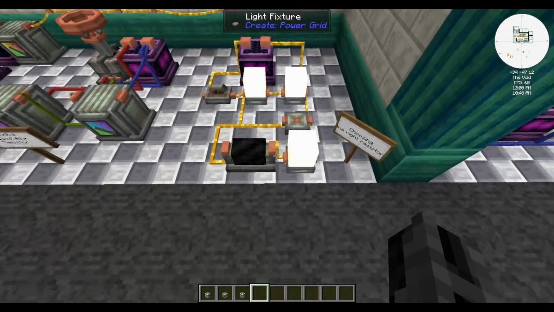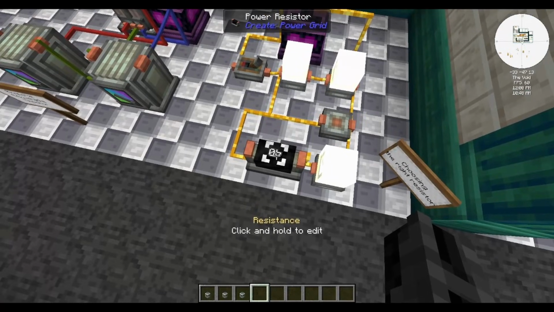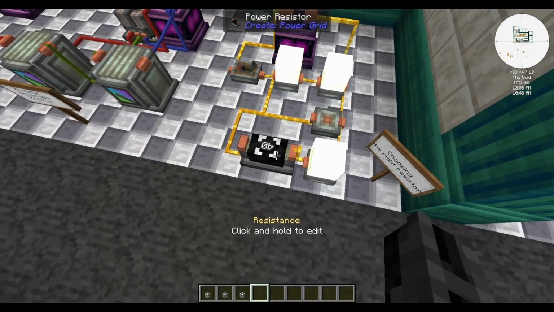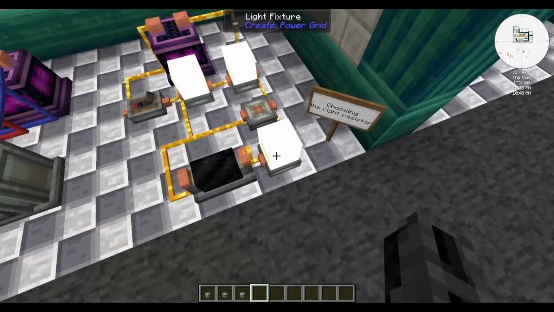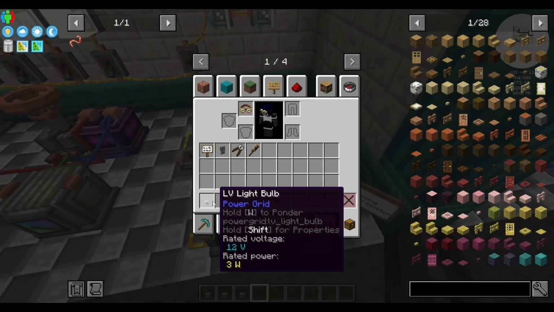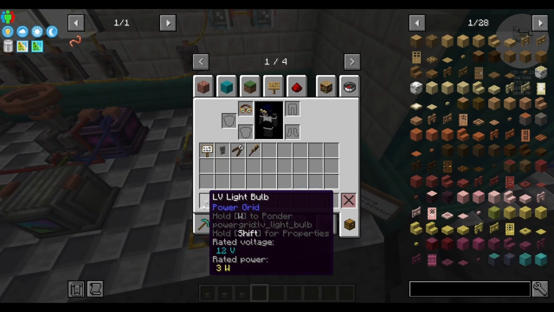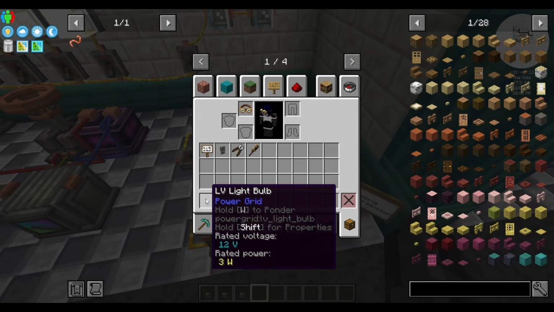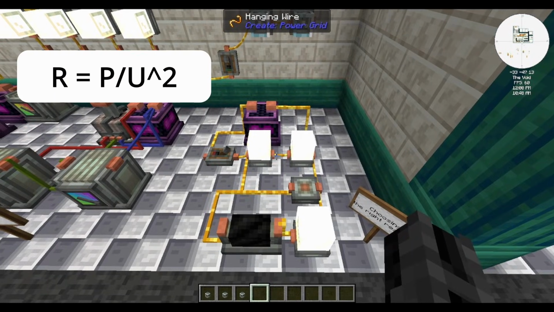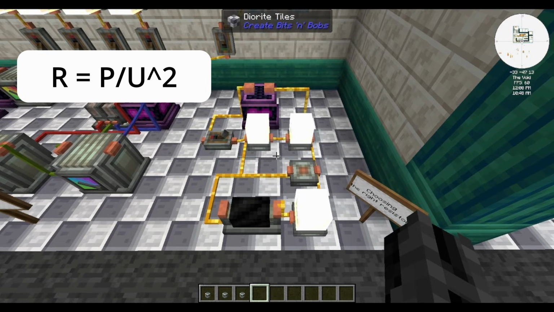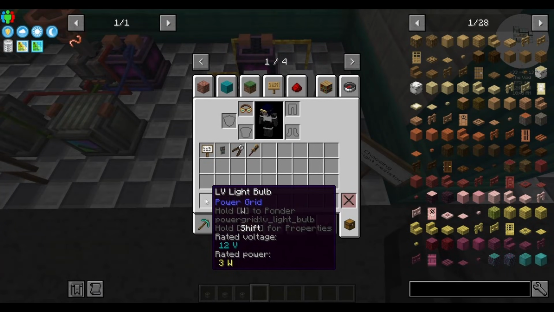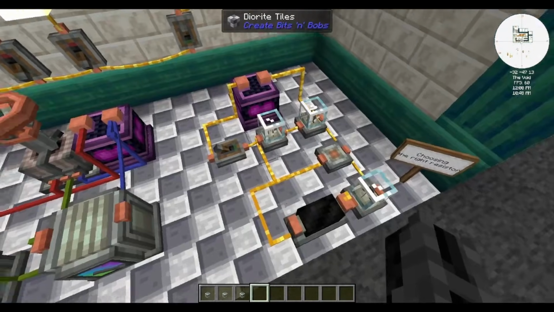Now, to make it work with just a single light bulb, we need to choose the right resistor to drop the voltage to half. That means the resistance of the resistor has to be the exact same value as the resistance of the bulb itself. And to know what the resistance of the bulb is, we may use the shift function to see the rated voltage and rated power. Now, using the formula on screen right now, you can calculate the equivalent resistance of the light bulb. Keep in mind, light bulbs have a lower resistance before they heat up.